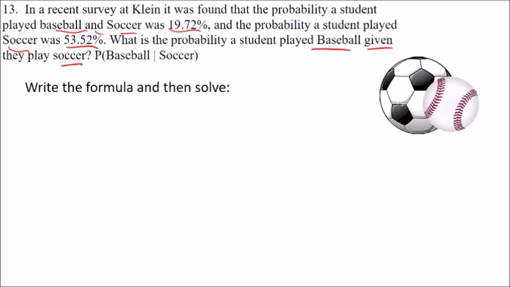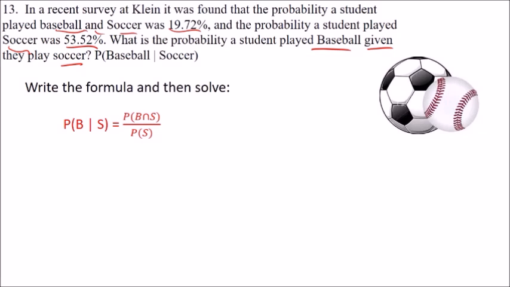Probability of baseball given soccer. So we're going to write out the formula. Right? And I'm going to abbreviate. Probability of baseball given soccer is equal to, again, you stick an and sign between them divided by the probability of the second one. So I got the probability of baseball and soccer divided by the probability of soccer.